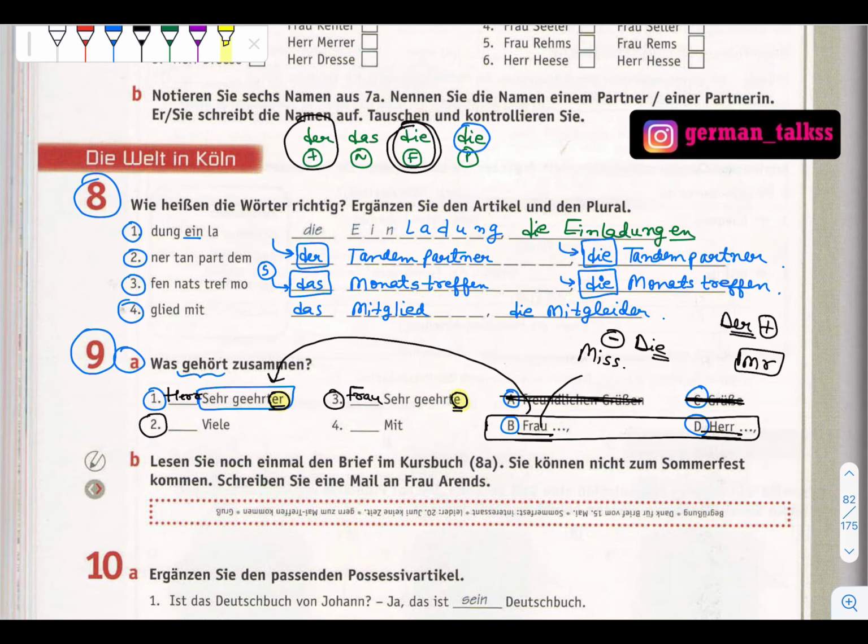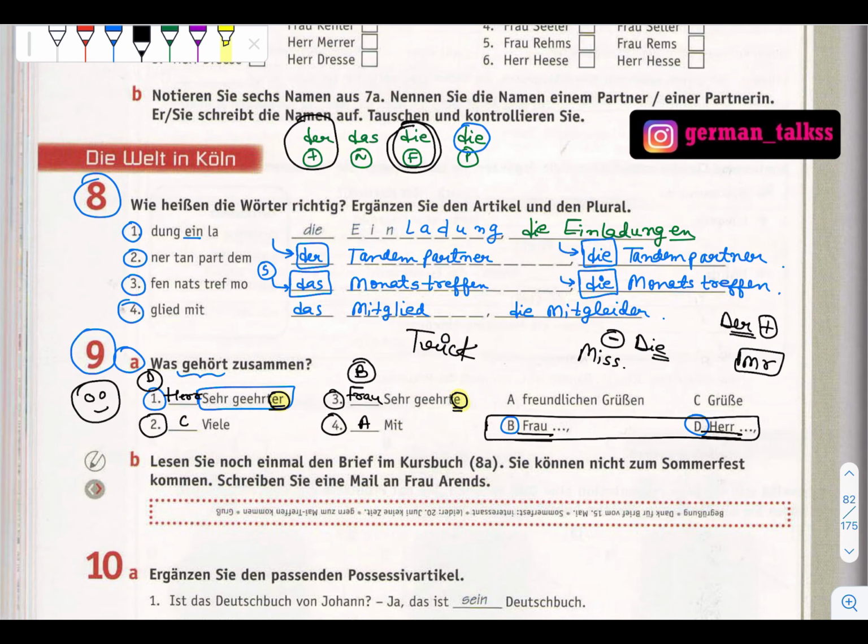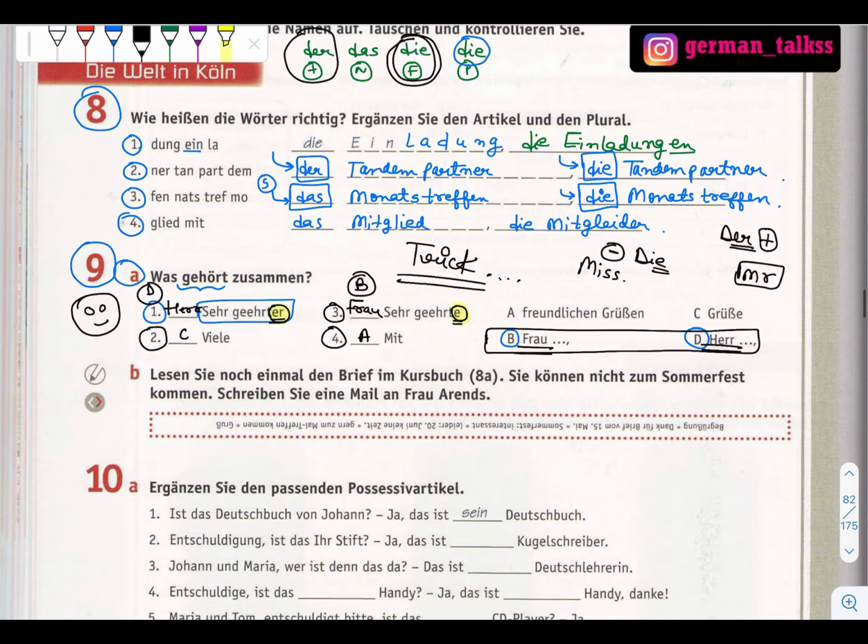And for Nummer 2, it's easy. Every time we write here, viele Grüße. So, sie. And for vier, mit freundlichen Grüßen. A. And for drei, it is b, and here it is d. Easy, right? You just need to know the trick. Then you don't need to remember that with Frau or with Herr what will come.